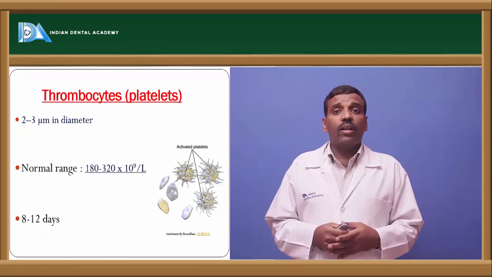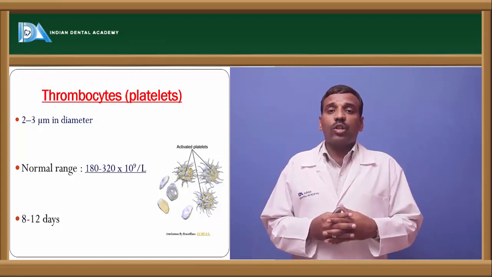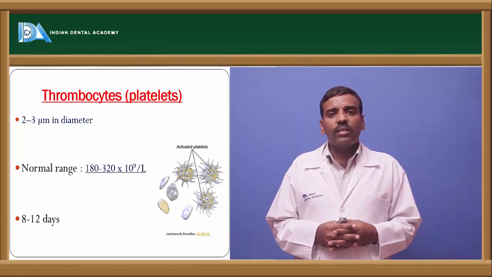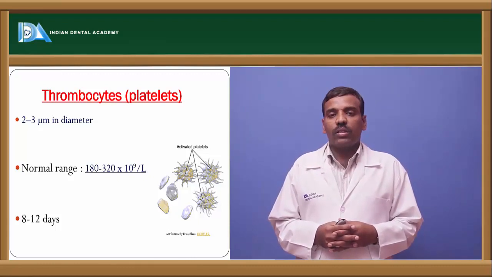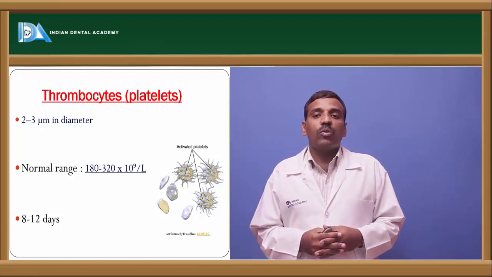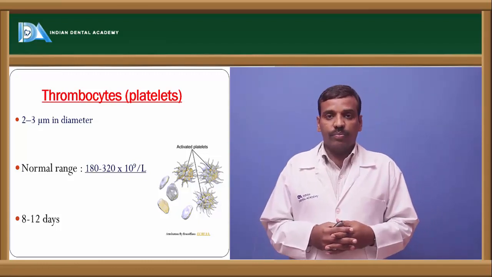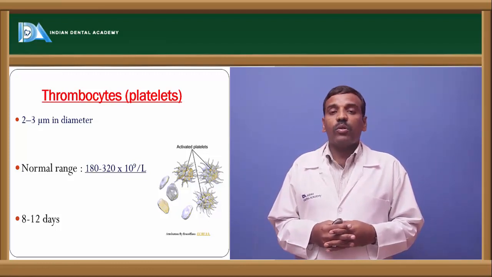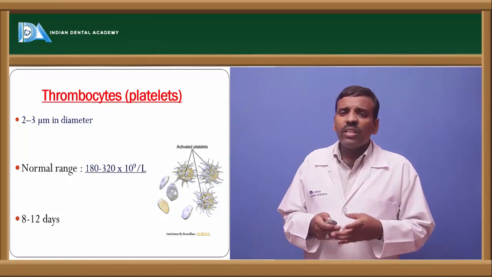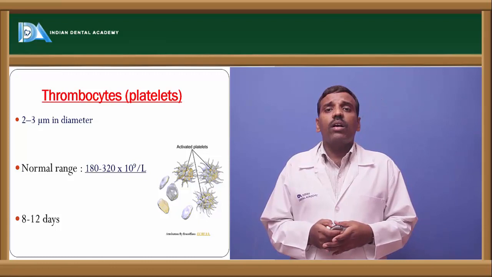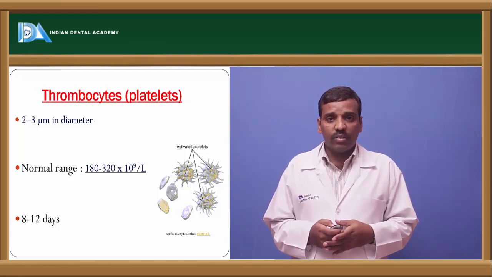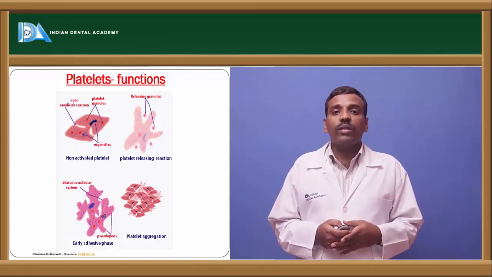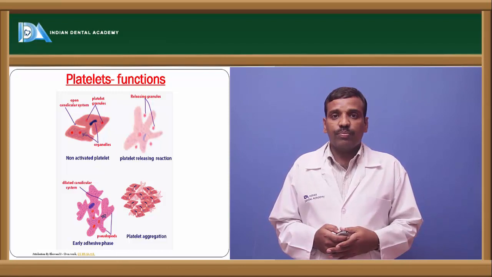Another cell in the blood is thrombocytes, nothing but the platelets. These platelets are very minute cells, about 2 to 3 microns in diameter, and the normal range is about 1 to 2 lakhs per cubic millimeter. The lifespan is about 8 to 12 days. The major function of thrombocytes is coagulation and the hemostasis process.